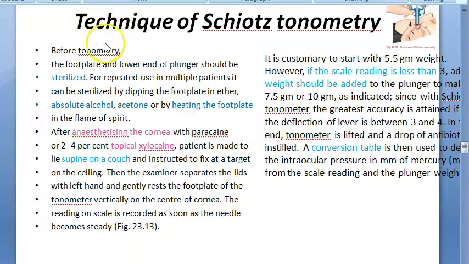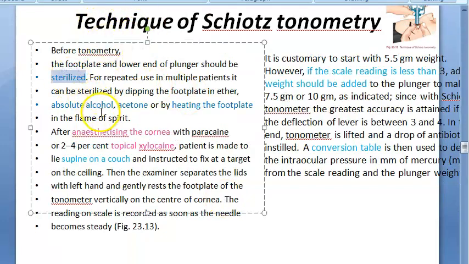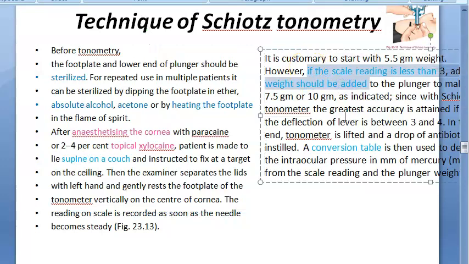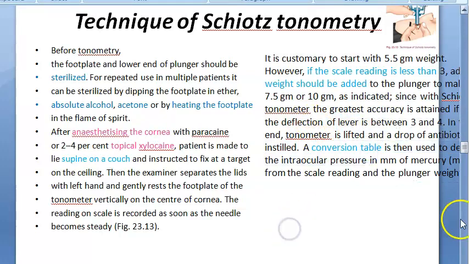In technique, really not much they're saying, guys. You have to sterilize this tonometer, right? The Schiotz tonometer, use alcohol or acetone or heat it and you will be able to sterilize it. You will anesthetize the cornea with the topical xylocaine. You will make the patient lie on the couch. Separate the eyelids, put your hand on the facial bone, make a person do this so that you can focus on the job. You can have an assistant. Then you take the reading. If the reading is small, put some weights. Then you use this conversion table and find the value.